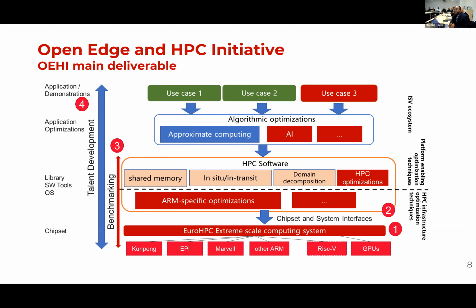Your software should help you with all the optimizations, and make sure the whole stack is really optimized, and we have to make sure the benchmarking is there to showcase these abilities, and then also developing talent. With the growth of HPC and AI in general, there's a lot of need for talent across the world, but also in Europe. So we need to make sure that we have talent available to really grow this ecosystem. So that's one of the main deliverables. That's why OEHI is there.